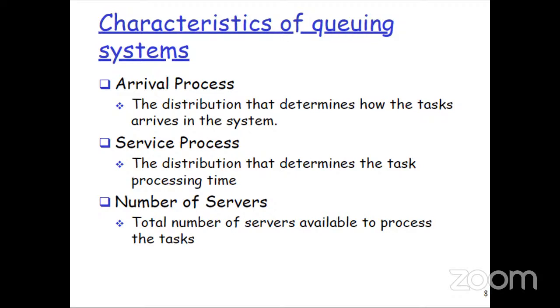So the number of servers, how many people are there, based on that also. Total number of servers available to process the task is also another point. As I told you just now, if you go to the DMart, and only one single server is there to take a bill or make a bill, then it is highly impossible. So the number of servers, how many people are there to serve the customers, based on that only we can decide who will be served first and who will be served next.